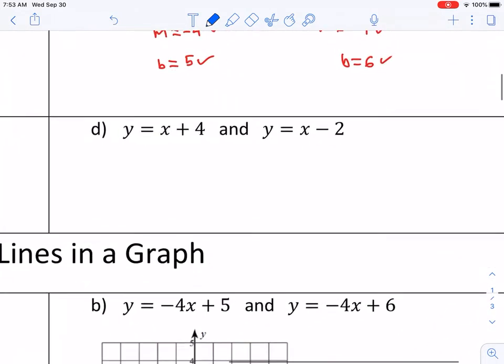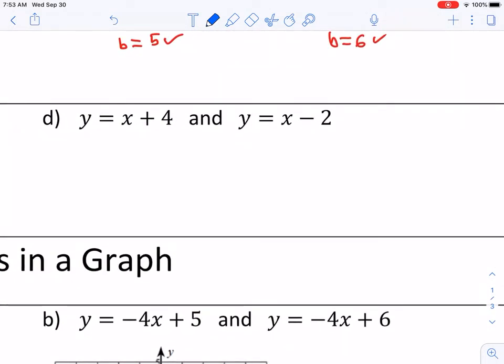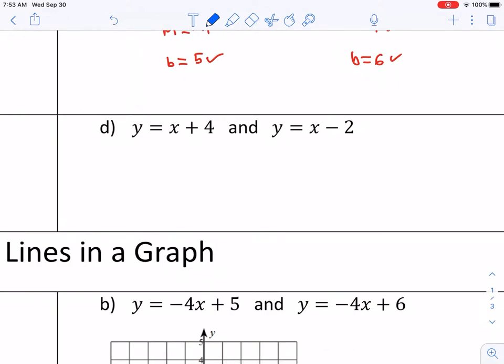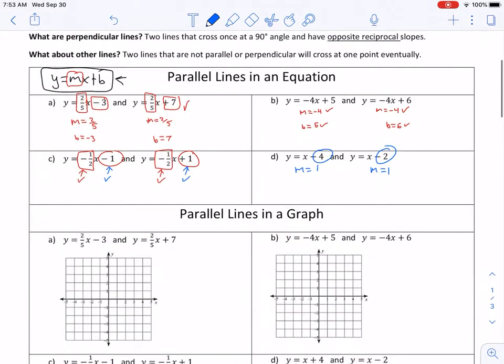Okay? So again, just our last one. If we are given something like -x or +x, and we're looking here, the slope here is 1, the slope here is 1, and our b values or our y-intercepts are different. So that's what parallel lines look like in an equation. They have the same slope.